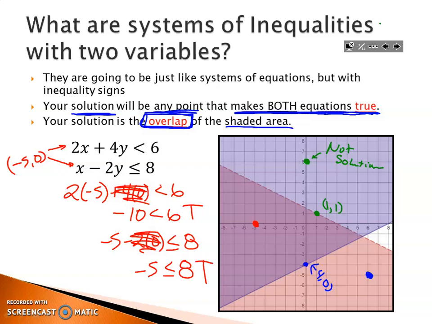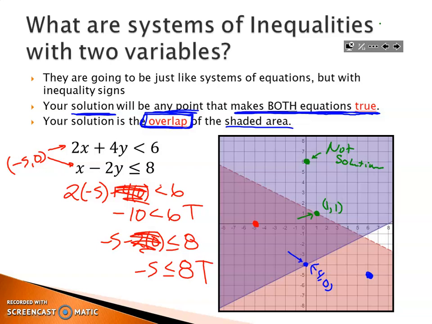The answer is no. 1, 1 is not a solution. Both of those are on the line, but you need to look at the line to tell if it's a solution. For negative 4, 0, that's on a solid line, which means we are including those. So we are including all the points on that solid line.